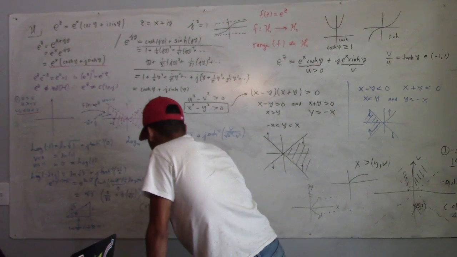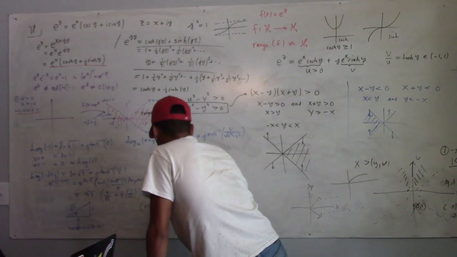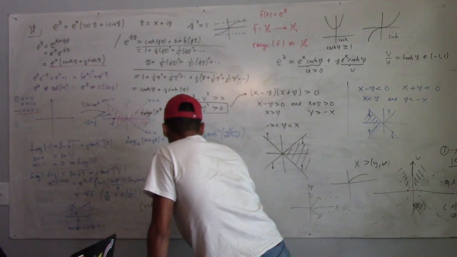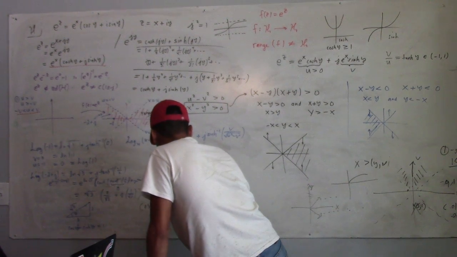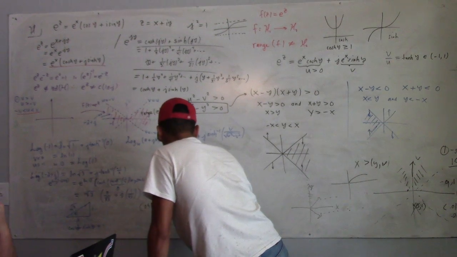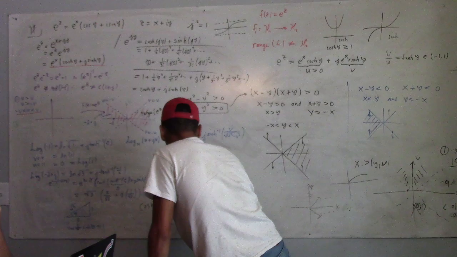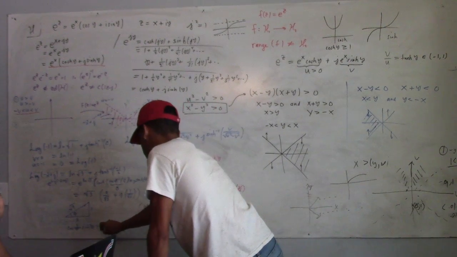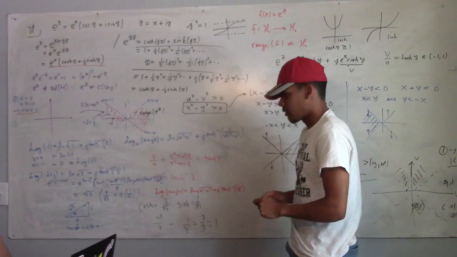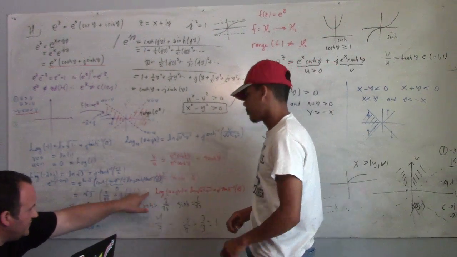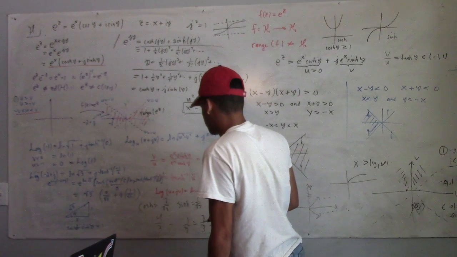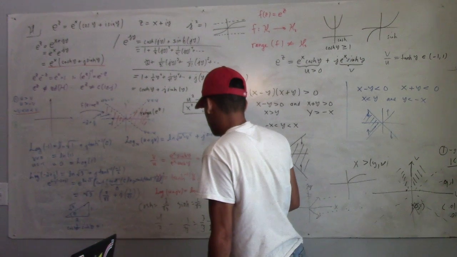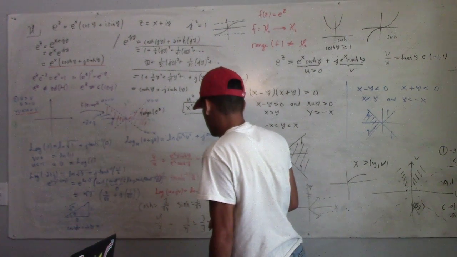Adjacent over hypotenuse. This squared is 4/3. This squared is 1/3. This minus this is 2/3. Oh yes, but I think this perhaps should be minus 1/3 root 3. I could be wrong. Don't assume I'm right, okay?